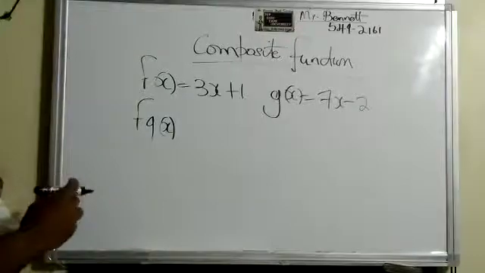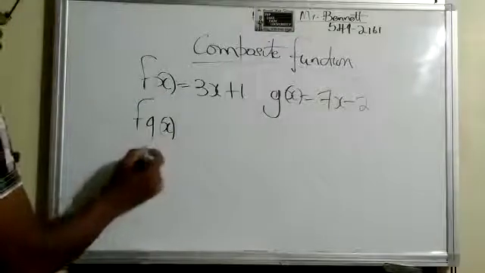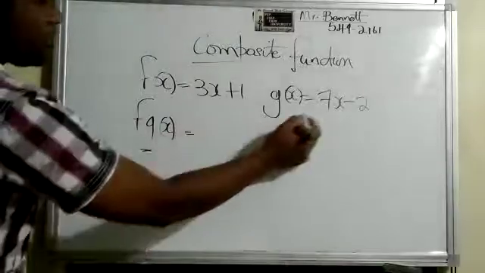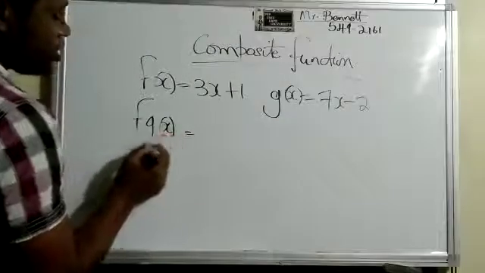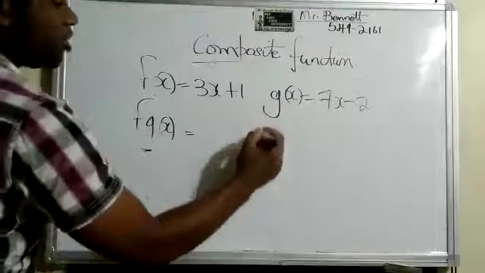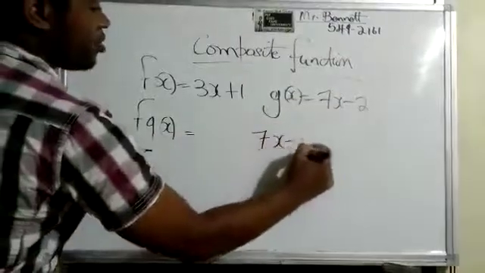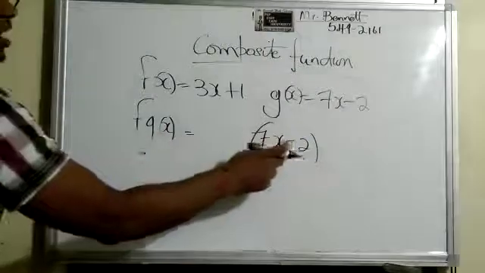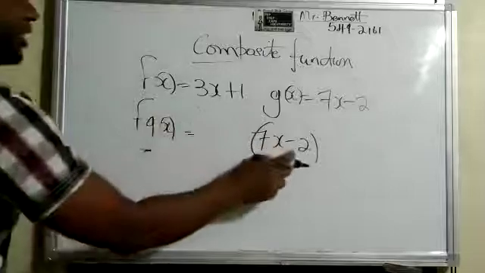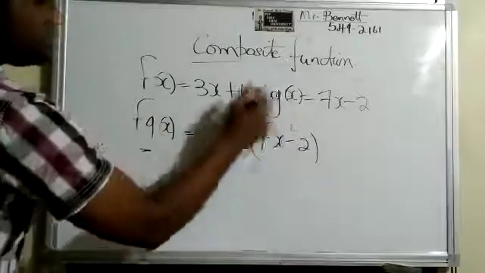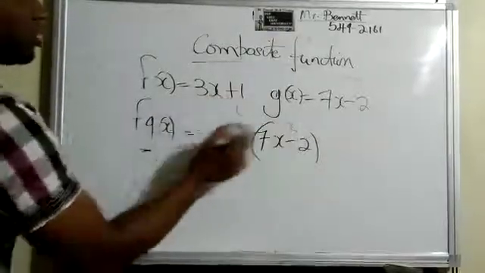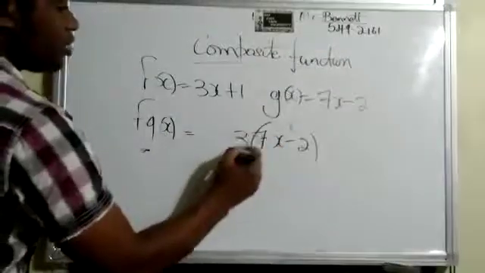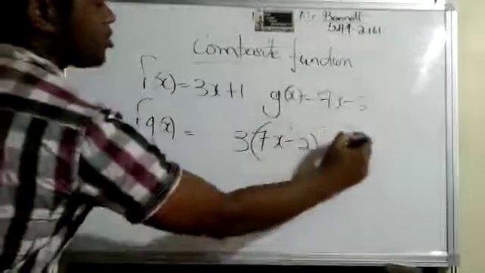Alright, let's go. I have this simple rule. You see the last function, you write back all of it. The last function is the one nearer to the x, which is g. So in this case, it's g, so I write 7x minus 2. Then we are going to write f in terms of x. Now your g becomes your x in this equation. So it will be 3 times 7x minus 2, plus 1.